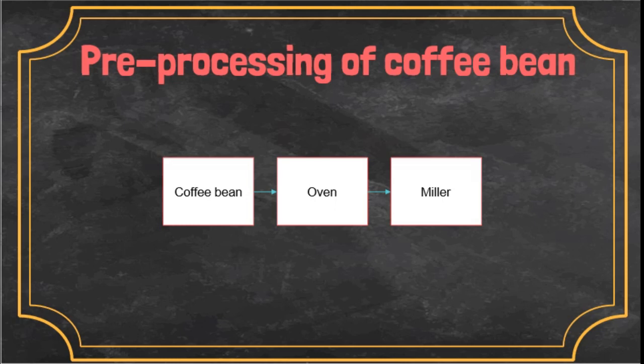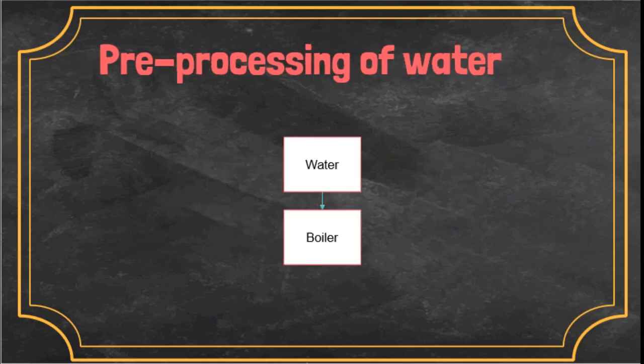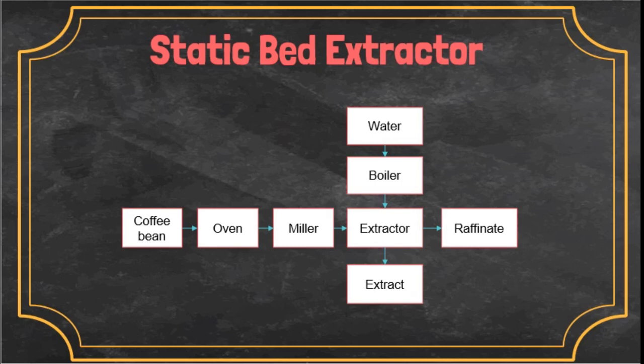For the pre-processing of coffee bean, the green fresh coffee bean is roasted in the oven at 200 degrees Celsius and then turned into ground coffee in a miller. While the water is boiled to almost 100 degrees Celsius in a boiler. In the static bed extractor, all the water and pre-processed coffee is transferred into this extractor to undergo the leaching process that will produce raffinate, which is the least solids, and extract, which is the instant coffee that we want from this process.